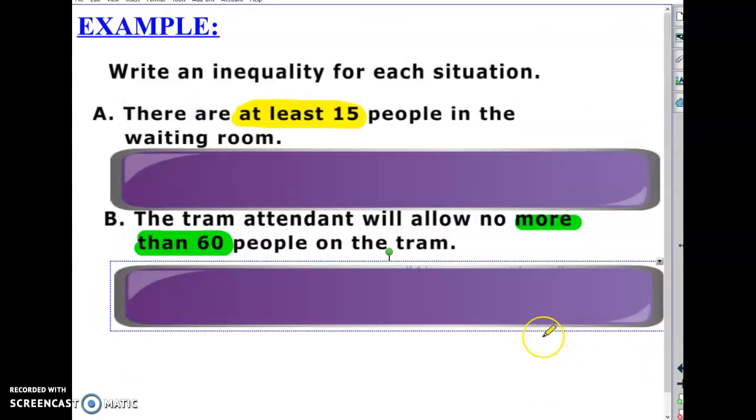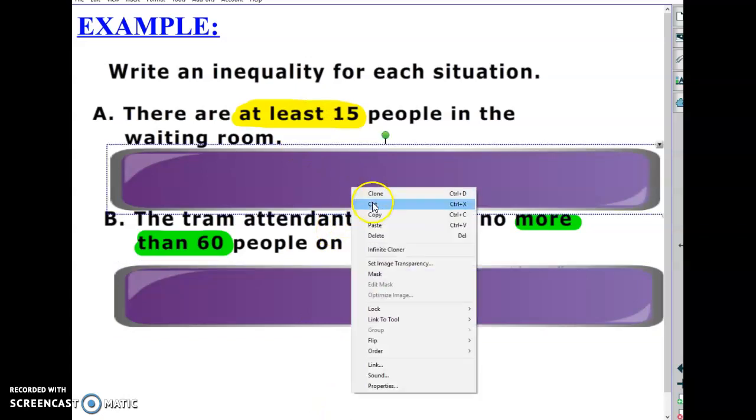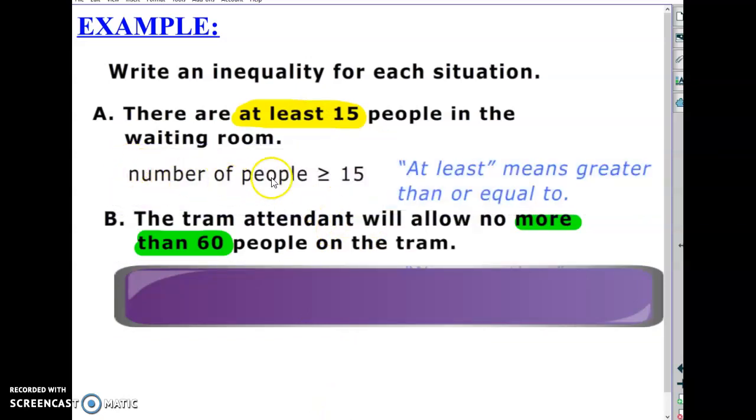Now we have some word phrases. We're going to write these as algebraic phrases. It says there are at least 15 people in the waiting room. So there could be 15, there could be 16, there could be 17. The number of people could be 15 or more than 15. I could use the letter P to stand for the number of people. The number of people is greater than or equal to 15.